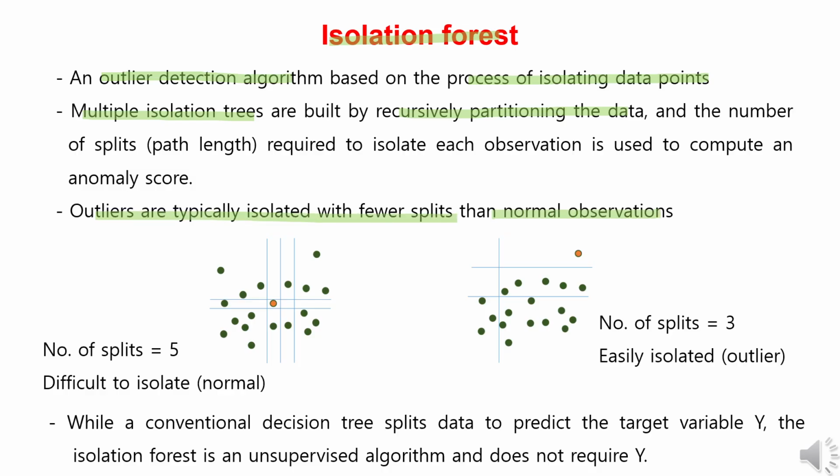For example, consider isolating the orange point in the figure below. In the left diagram, 5 splits are needed, whereas in the right diagram, only 3 splits are sufficient. This illustrates that normal data are difficult to isolate through partitioning, while outliers are relatively easier to isolate. For reference, while a conventional decision tree partitions data to predict a target value y, the isolation forest is an unsupervised algorithm and does not require y.